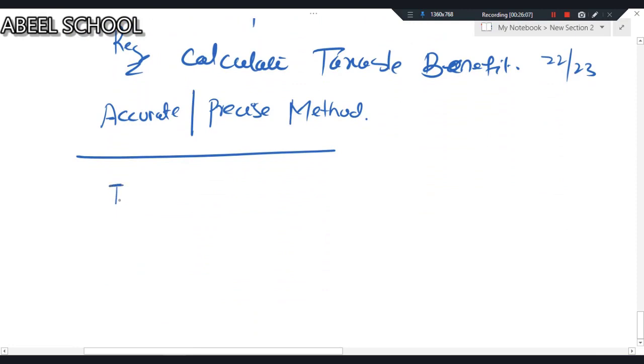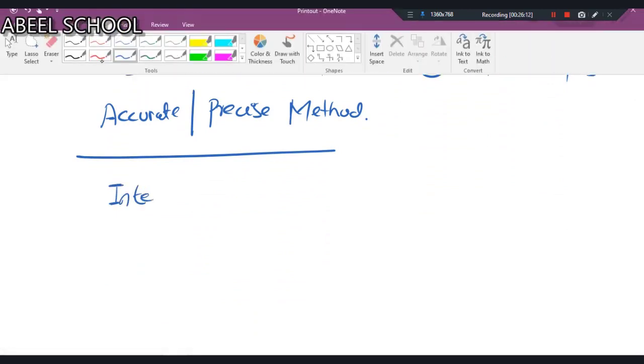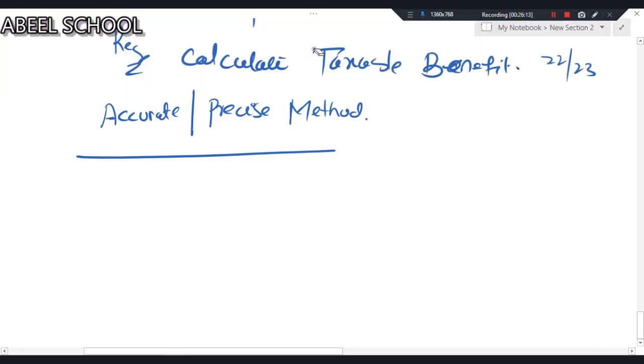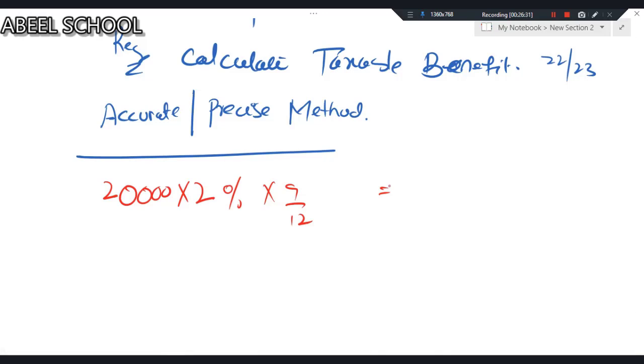So look at what I'm doing. There's no need to even write interest. Just see what I'm doing. 20,000, the official interest rate and the 9 months. Let me use the calculator. It should be 300.